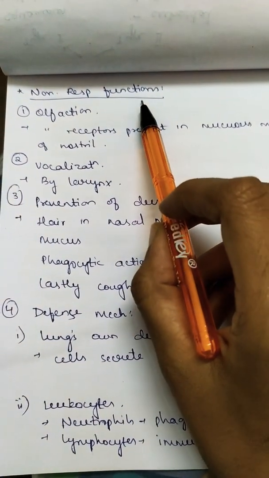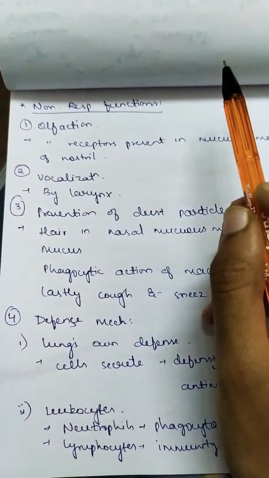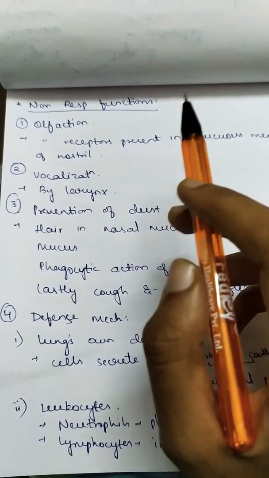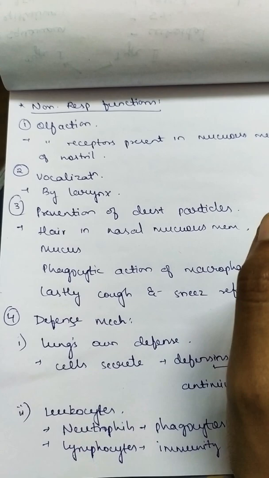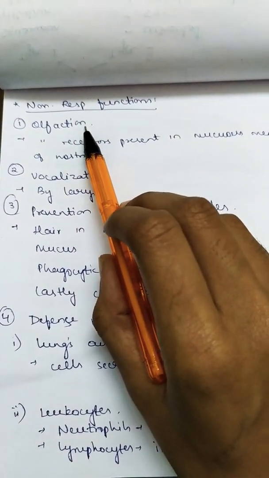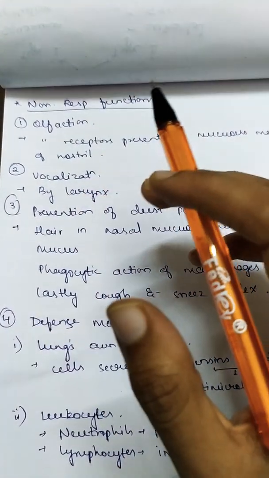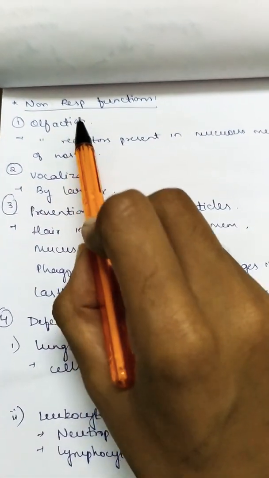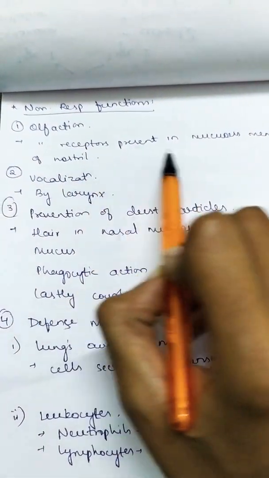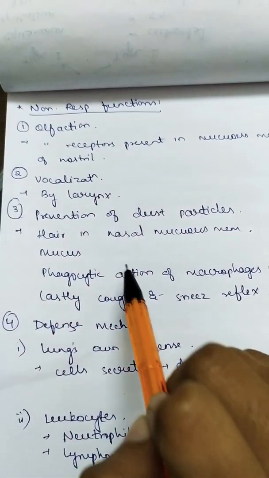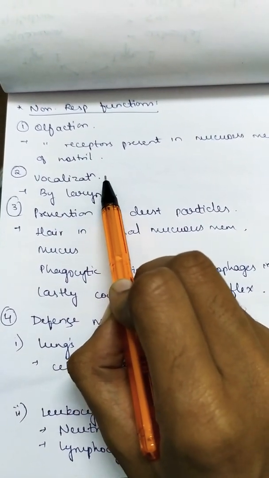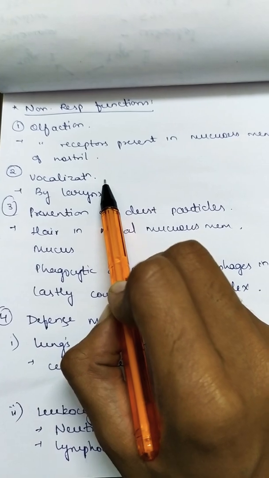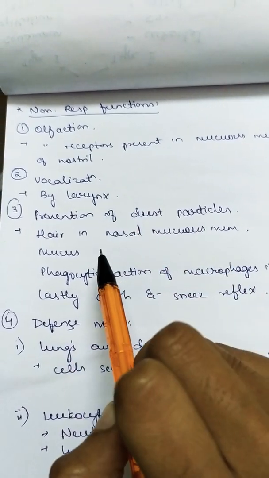There are certain functions of lungs except respiration. Though respiration is the first and the important function, the other functions are olfaction. Olfaction is nothing but we are able to smell certain things, and the receptors are present in the mucous membrane of nostril. Second one is the vocalization. Vocalization is that we are able to speak. This is attributed to the larynx.